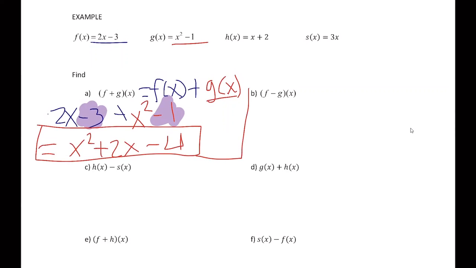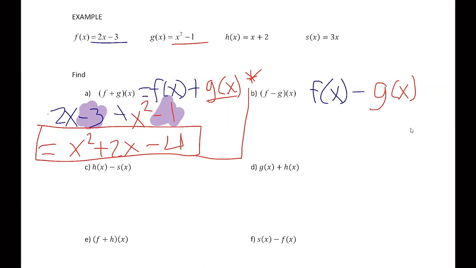Let's look at B. I'm going to put an asterisk by question B because if you're going to miss a question with these, I think it's a question like B. We're using the same functions, so I'm going to use the same color code. Remember, this is really f of x minus g of x.